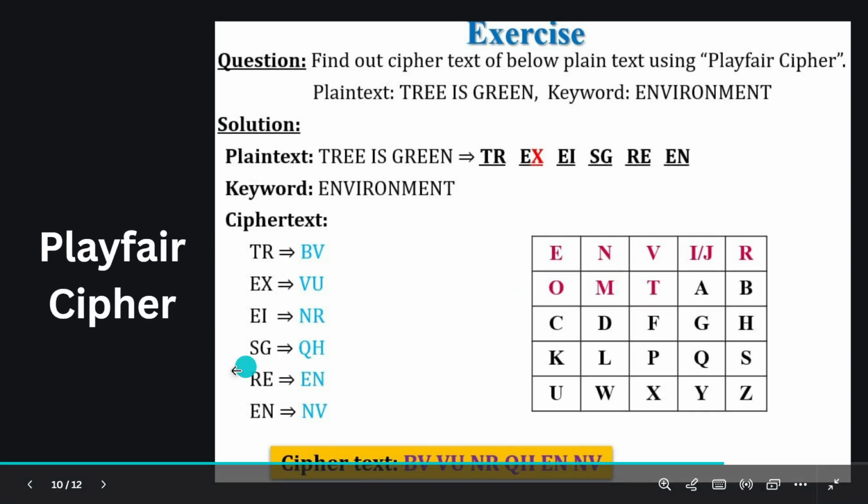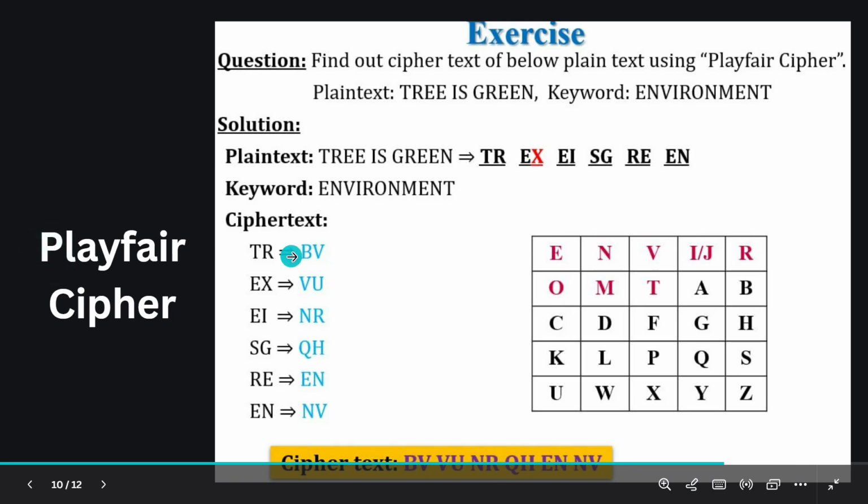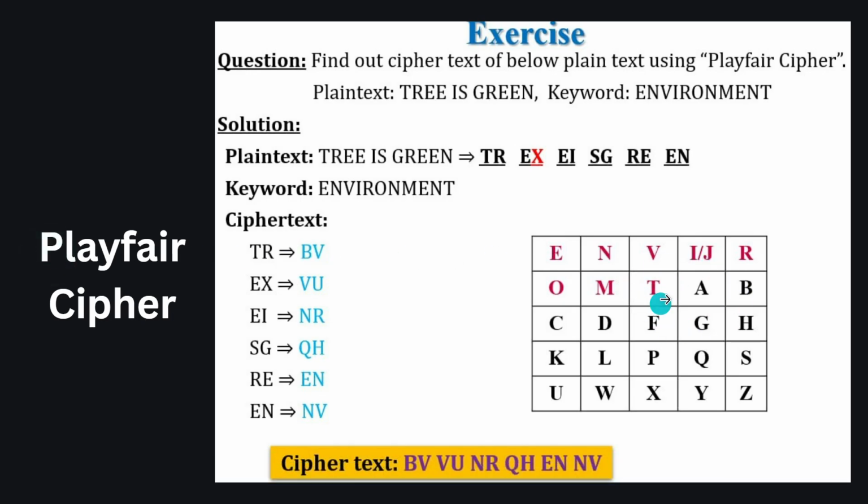Okay, so this is the cipher text here, TR. Here is the T, it is replaced by the B, right? It is within the same row, so it is replaced by the next letter. After R, where is R? R, right?